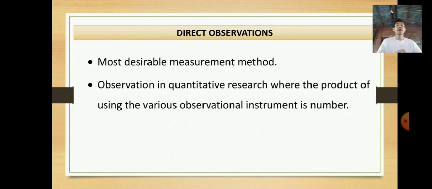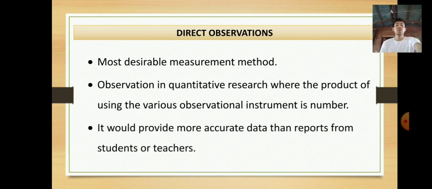Ano nga ba yung direct observation? So, direct observation is the most desirable measurement method. So, from the word direct observation, direkta mong inoobserbahan yung behavior na hinahanap mo. So, observation in quantitative research is where the product of using the various observational instruments is numbers. So, syempre kapag quantitative yan, numbers. Alam na natin yan. So, it would provide more accurate data than reports from students or teachers.